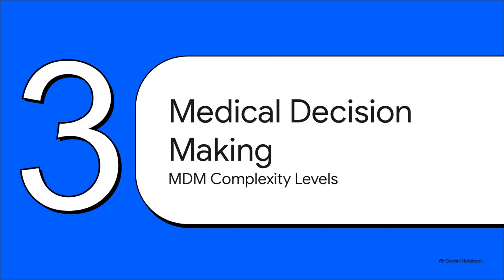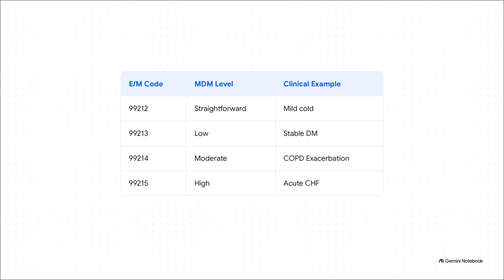Section 3, Medical Decision-Making Basics, MDM Complexity Levels. Now, if you aren't billing by time, you're using medical decision-making, or MDM, and this brilliantly illustrates how clinical reality maps directly to E&M levels. If you have a self-limited problem, say a mild cold, you're looking at straightforward complexity. That's a 99212. A patient with controlled hypertension, that's low complexity, 99213.